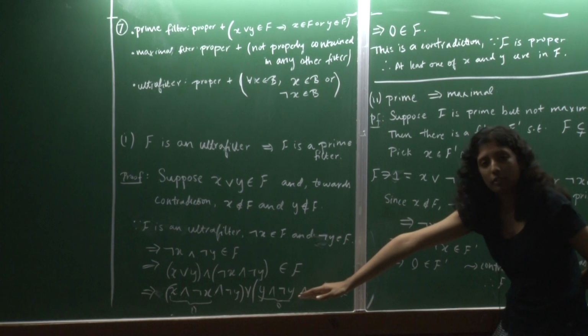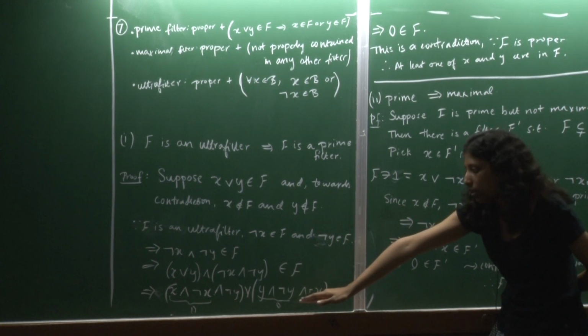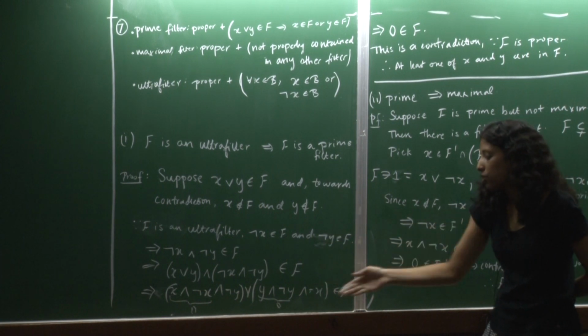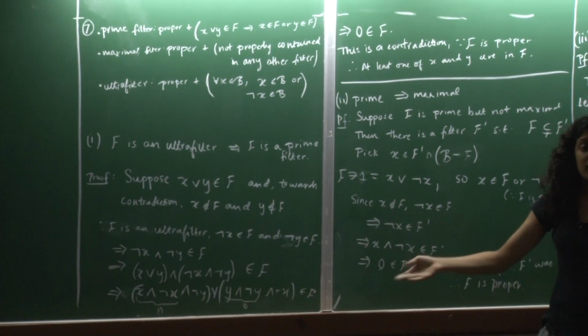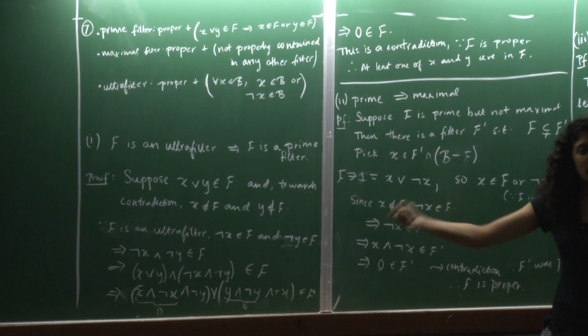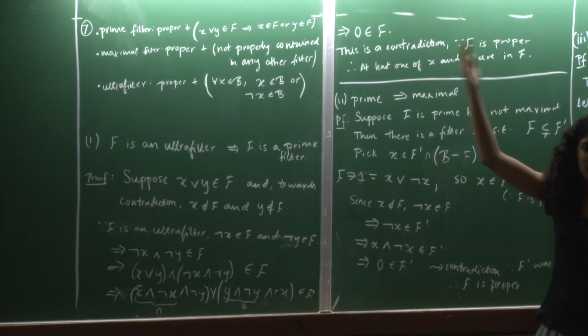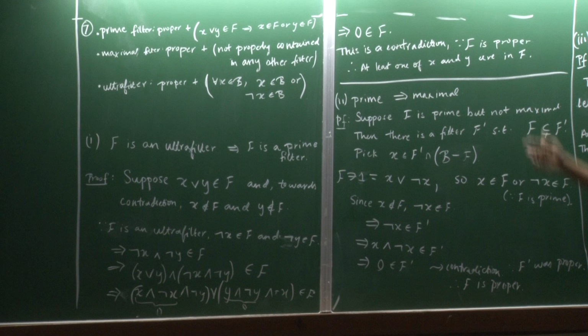Similarly, here you will get a 0 because of Y meet negation Y, and now you're getting the join of 2 zeros, which is 0. But since F was proper, you know that this is a contradiction. Why is this a contradiction? Yeah, because if 0 belongs to it, then everything above 0 will belong to it. So this is a contradiction.